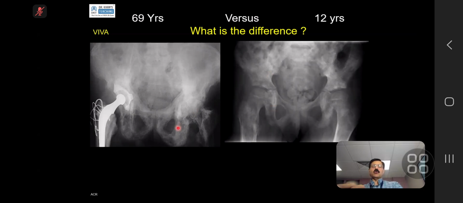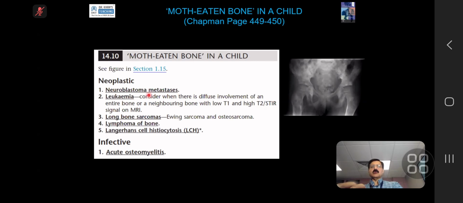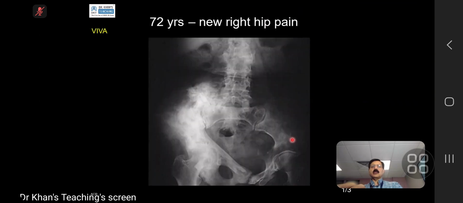Of course, this one is coarse trabeculae. There is expansion of the bone. Age is different. This one is moth-eaten, and the differential is terrible. Neuroblastoma mets versus leukemia is the most common. So this is moth-eaten bone.